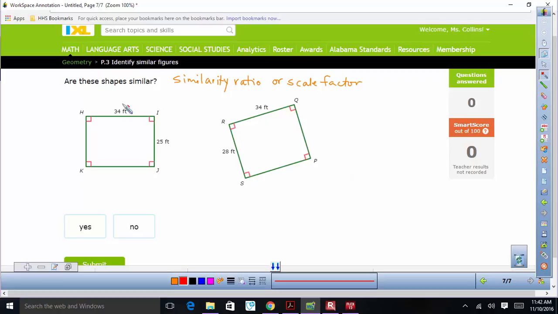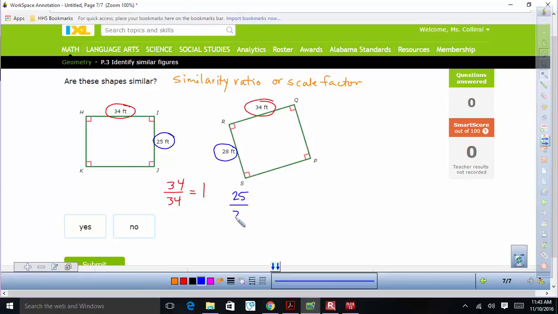So 34 is my long side given. So 34 over 34 is 1. And then we would take 25 and compare it to 28. Now, if I put 25 over 28, that does not equal 1. So these would not be similar.